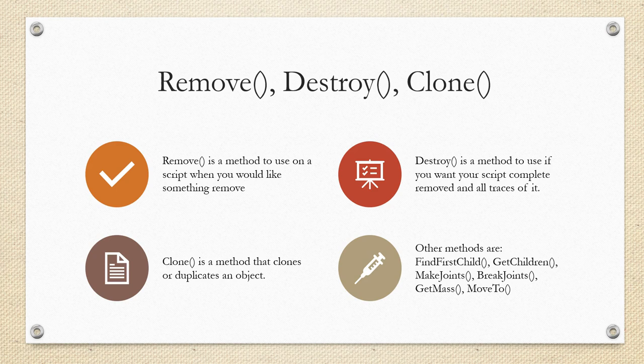Other methods that you will use in your scripting will be find first child, get children, make joints to join things together, break joints to break things apart, get mass, or move to. We will explain some of these later on.